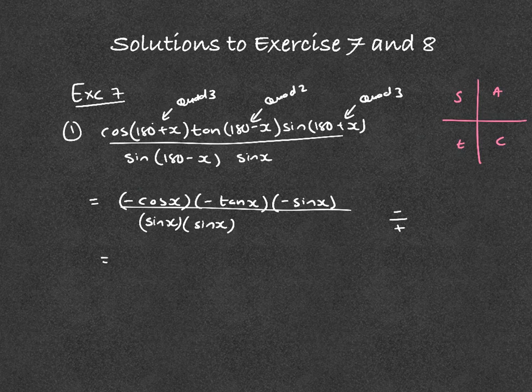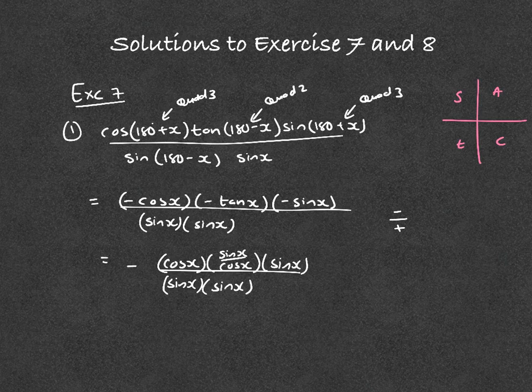So on the top there, we've got a negative times a negative times a negative, which is a negative, divided by a positive. So we're going to get a negative answer. Okay, so let's go for it. And then we've got a negative cos x times tan x. And remember tan x we write as sin x over cos x. And then times sin x divided by sin x times sin x.